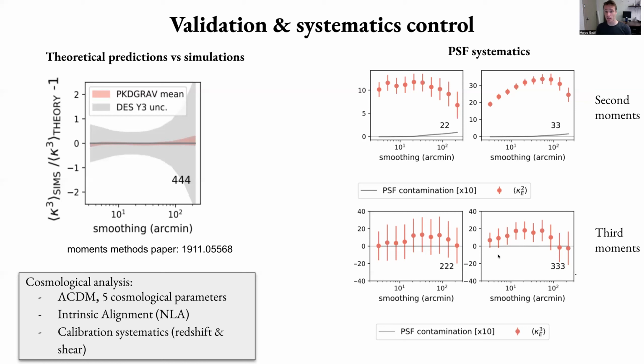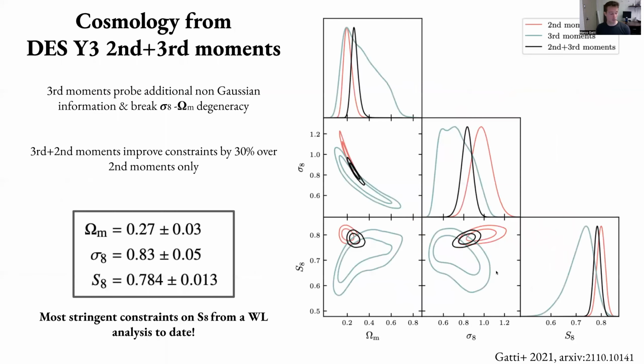Okay, once we made sure that the modeling is right and everything is under control, these are the cosmological results from the moments analysis. As I said before, I combined second moments and third moments. Second moments are the analogue of Gaussian statistics such as cosmic shear. Third moments are the non-Gaussian part of it. Here you can see the posterior for sigma 8, omega matter, and S8. In red, constraints from second moments. In blue from third moments, and in black, the combination of the two.